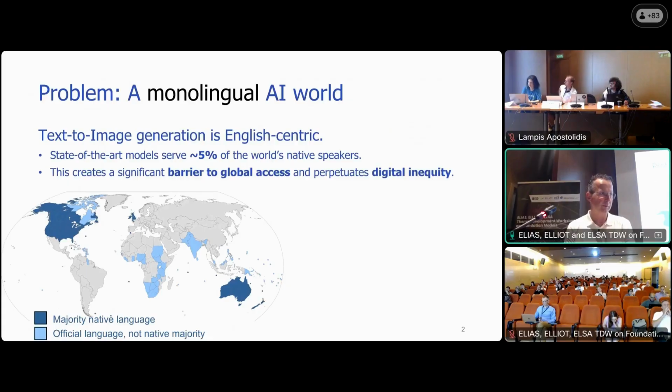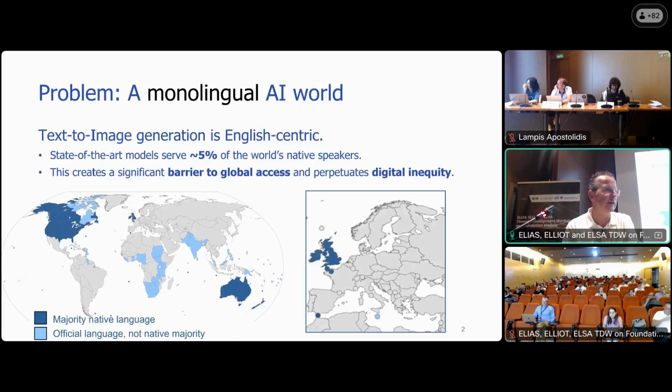However, by focusing on English, you only serve about 5% of the world's native speakers. So 95% of our population on this planet is left out. This creates a significant barrier to global access and really perpetuates digital inequity. And this is not limited to the global south. Europe is probably the best example, with all the languages and cultures we have within our union. So we want to address this problem.